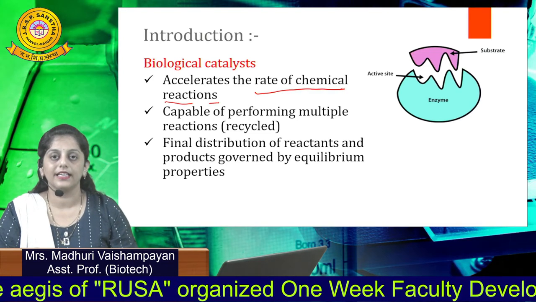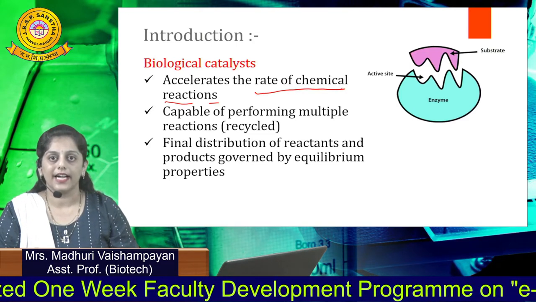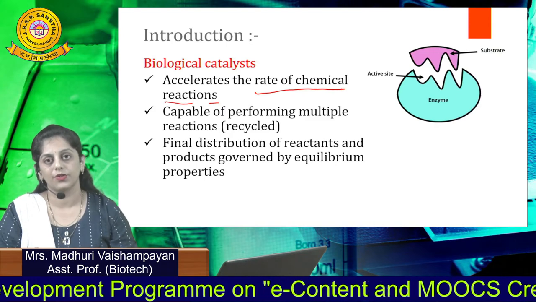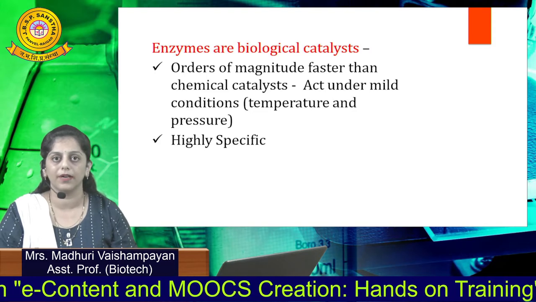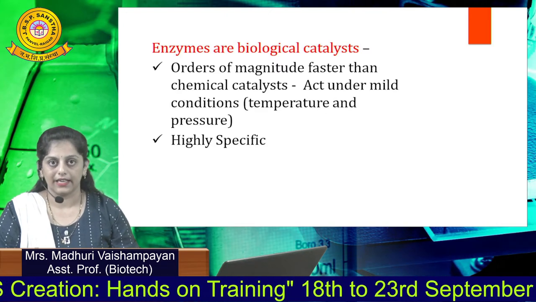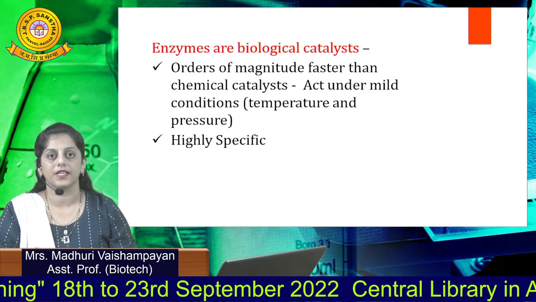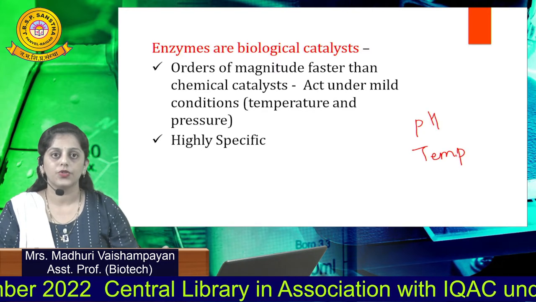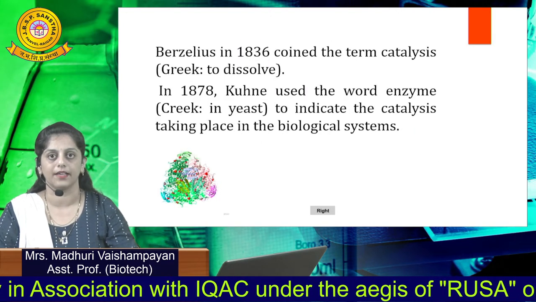Now, whenever we are considering the rate of chemical reaction, this is acting as your catalyst. So what can we consider as a catalyst? It enhances the rate of reaction, but it remains unchanged. So that is nothing but your catalyst. In case of enzymes, these are your biological catalysts. They are orders of magnitude faster than chemical catalysts, and they act under mild conditions. Now, what do you mean by mild conditions? They have specific requirements, a specific requirement for pH and a specific requirement for temperature. So these are nothing but the optimum conditions required for the functionality of that enzyme.